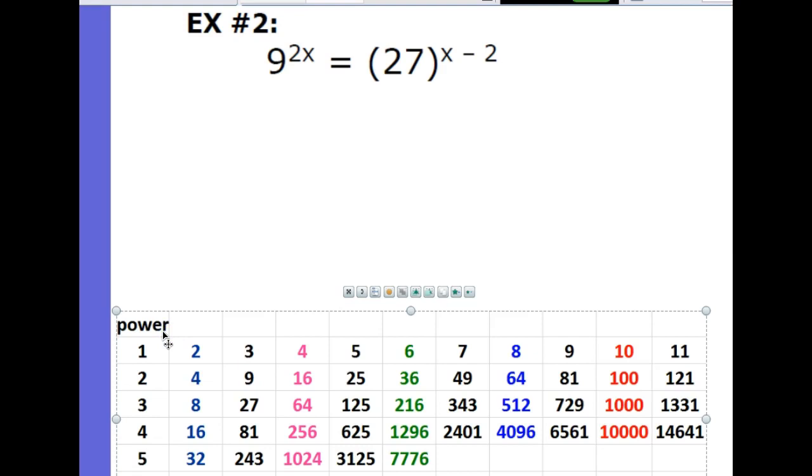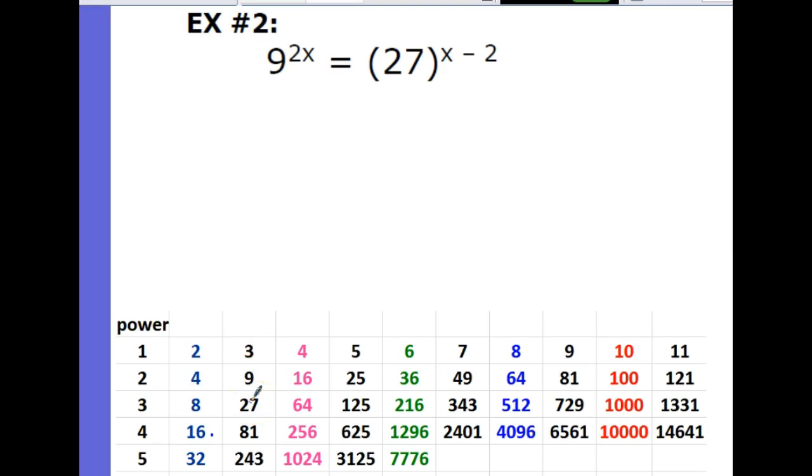And so what that means is this is 2 to the first power, 2 to the second power, 2 to the third power, 2 to the fourth power. This is 3 to the first power, 3 to the second power, 3 to the third, fourth. And so that's how it's set up. These are powers. This is the base number, first power, second power, third power.